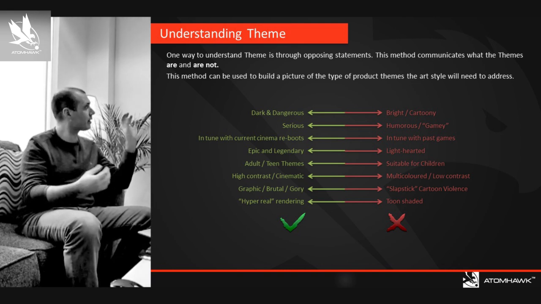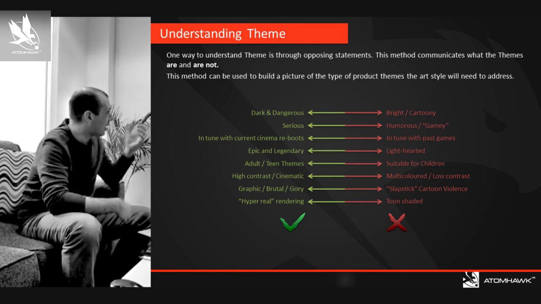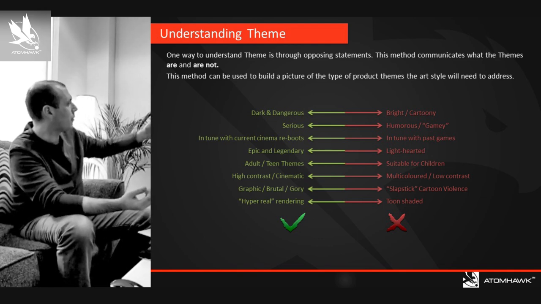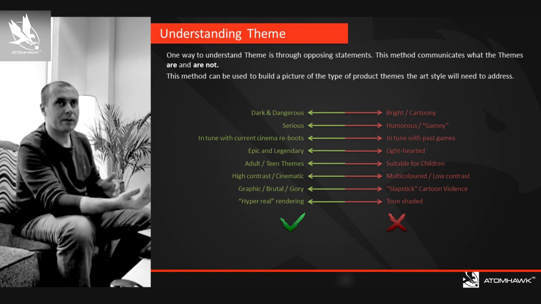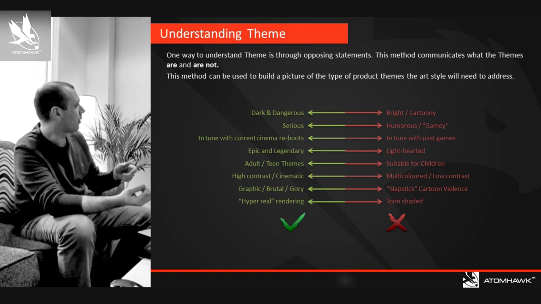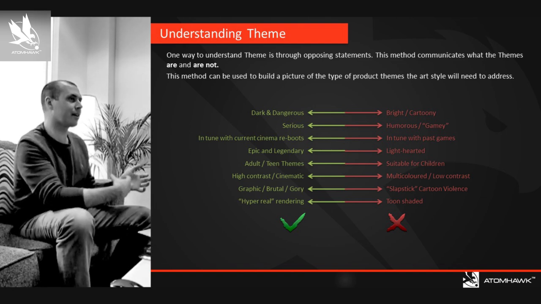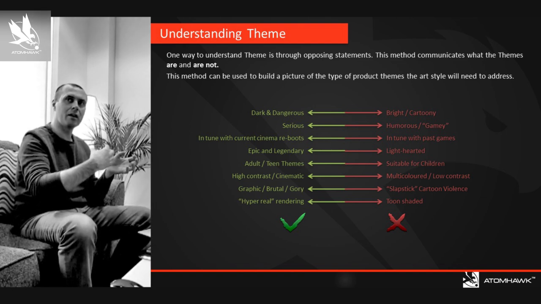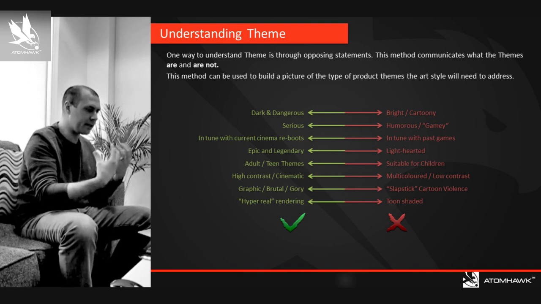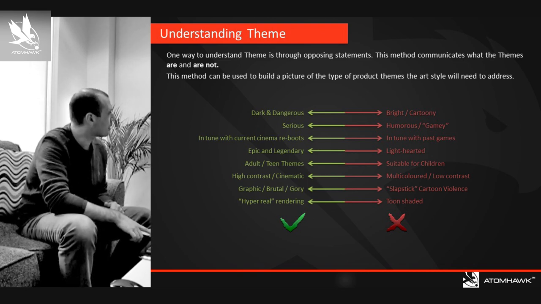And that's this next section, which is really about understanding your theme. For this, for example, we use "is not" statements. On a sliding scale, you have, you know, this is not bright and cartoony, this is dark and dangerous. And you can start to communicate where this idea of yours sits within the timeline.